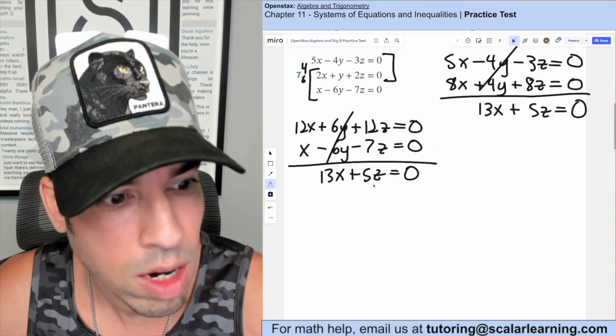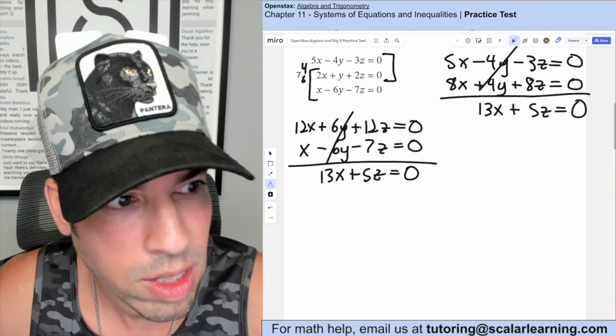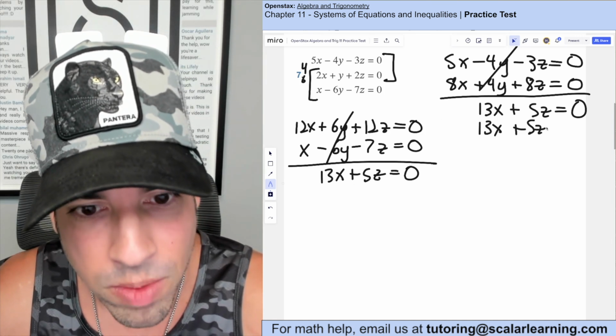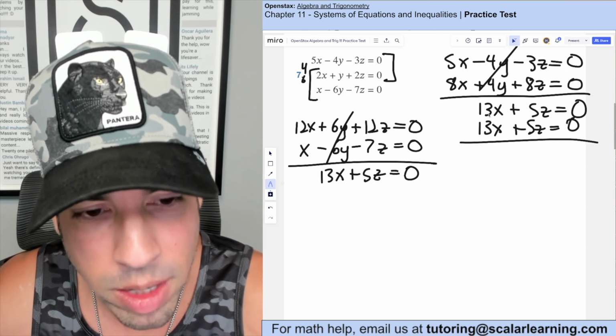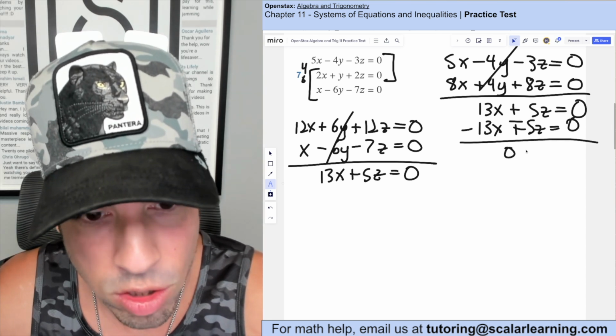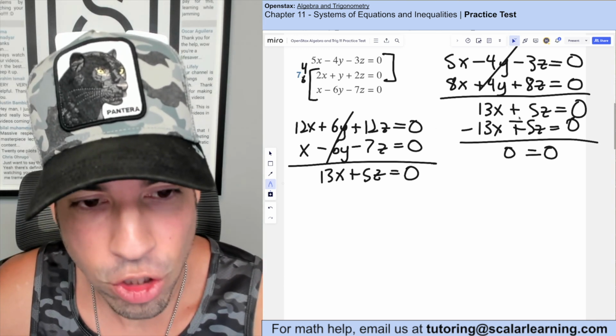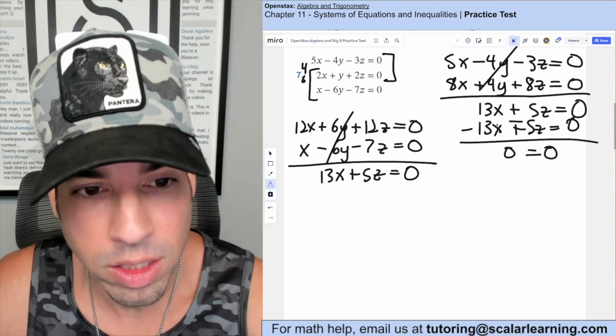All right, great. Now we have two equations, but look at this. These are the exact same equations, okay? So 13x plus 5z equals 0. That doesn't do much for us, right? If we negate, we get 0 equals 0. All right. This means we have an infinite solution situation, and we can put everything in terms of x.